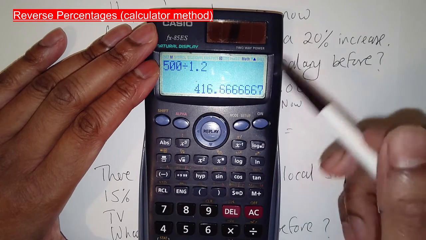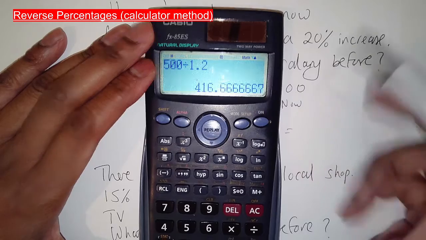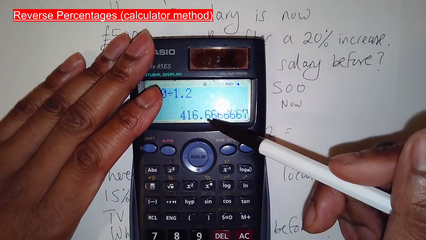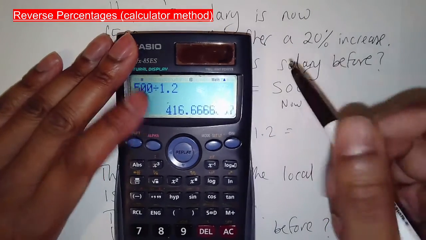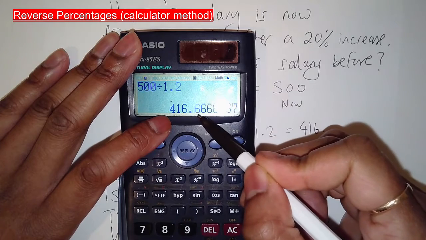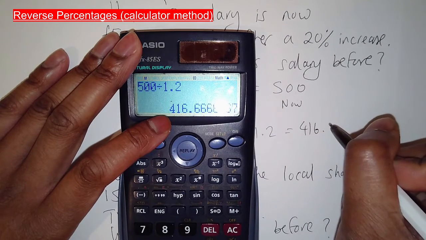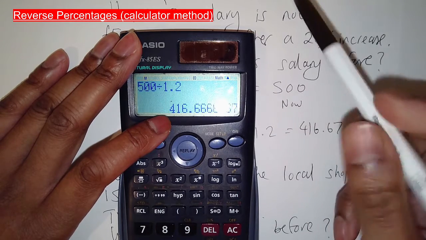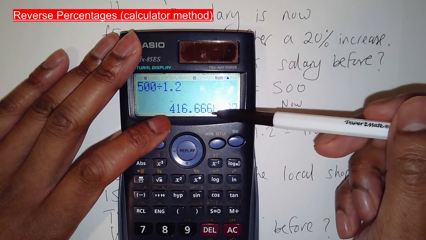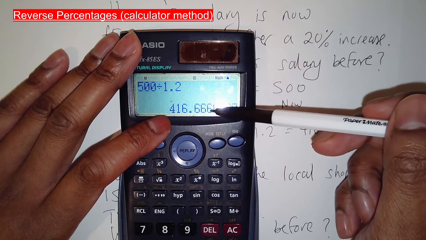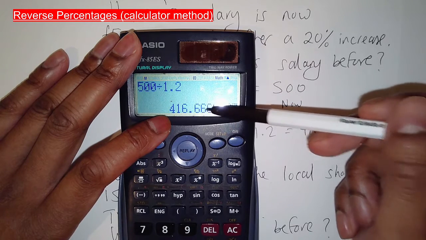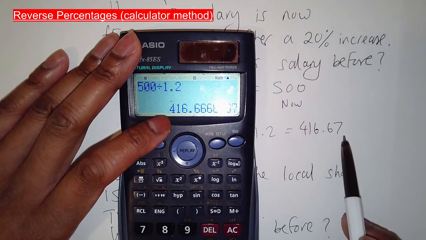But this being British money, we're dealing in pounds. So you're going to round to 2 decimal places. It'll be £416 and then 67p. We've rounded to 2 decimal places. Right, just round to 2 decimal places. You look at the third digit. If it's 5 or more, which it is, that 66 becomes 67. There you go.